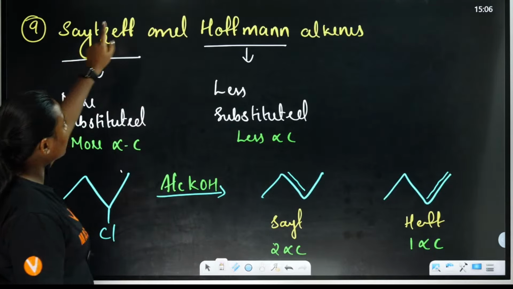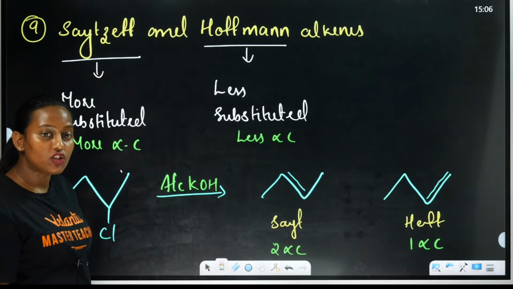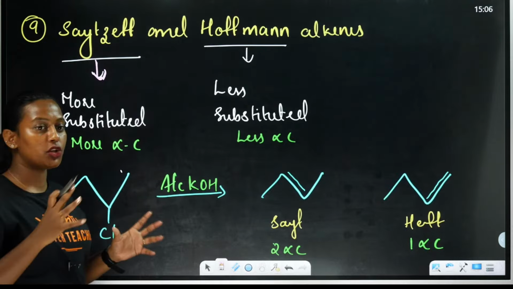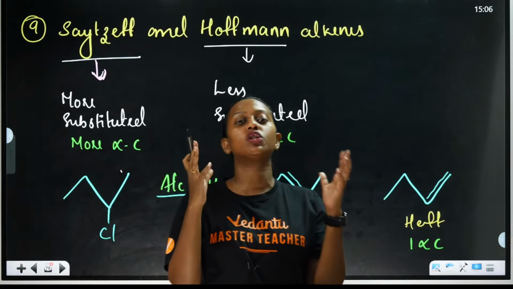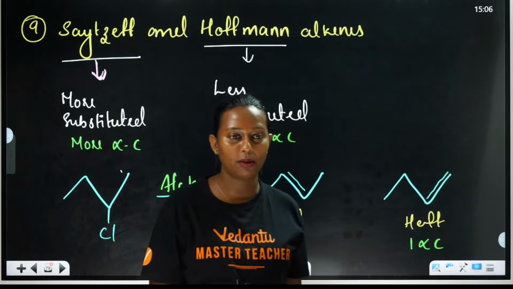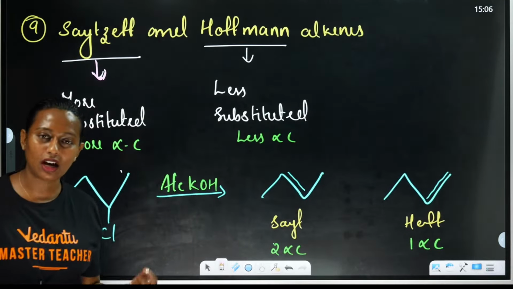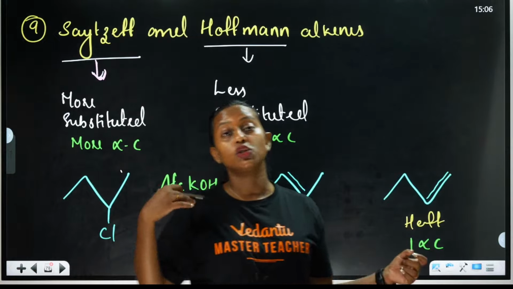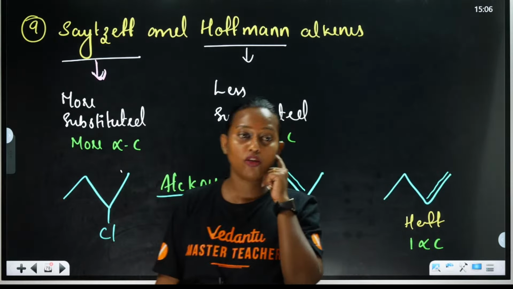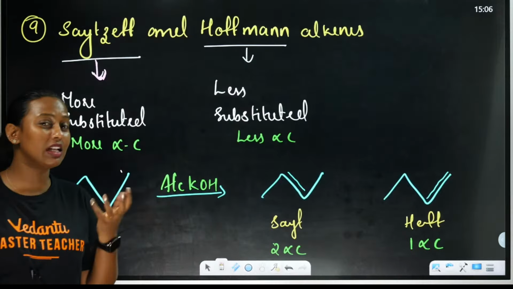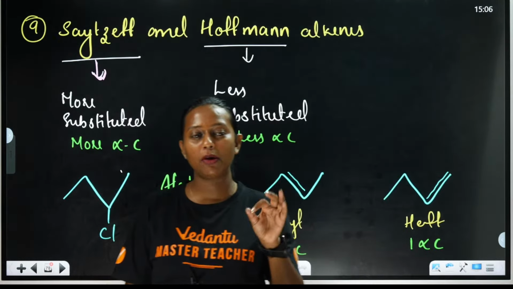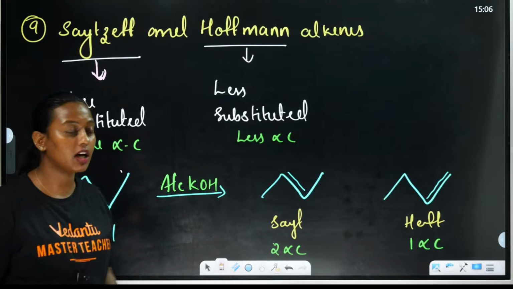So Saytzeff and Hofmann alkenes. Saytzeff alkene means Saytzeff's rule. You know that Saytzeff's rule says more substituted, right? People doubt what more substituted carbon means. More substituted carbon means more alpha carbons. Hofmann means less substituted carbon. Less substituted carbon means the number of alpha carbons is less.